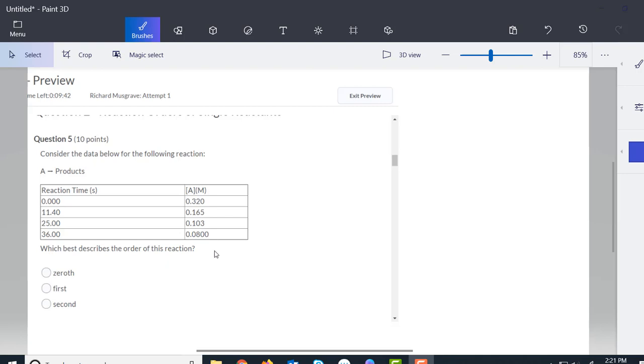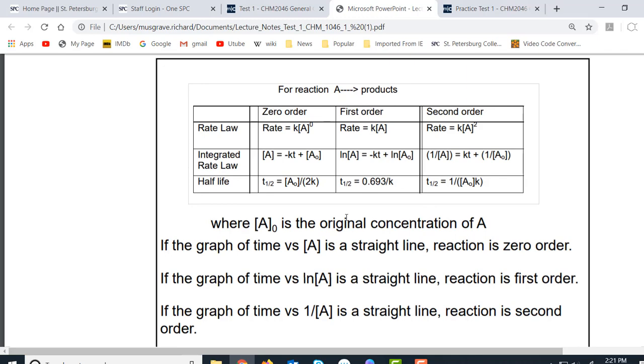Now what we can do here is refer to our table, where we know that if we have a graph of time versus A, and it's a straight line, it's going to be 0 order. A graph of time versus log of A that is a straight line is going to be first order. And a graph of time versus 1 over A that is a straight line is going to be second order. So you can see here that in each instance this is y equals mx plus b.